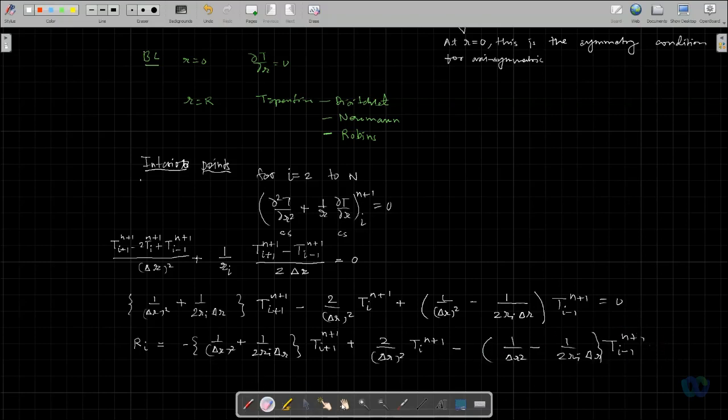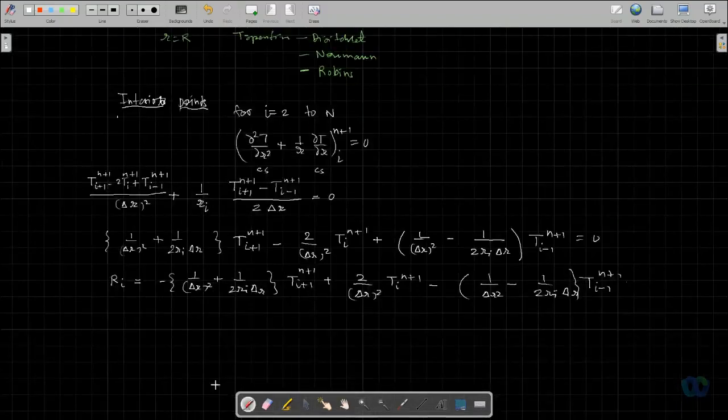Okay, now this is Ri, and then we also need to find out the central coefficient. What is the central coefficient? Minus 2 by delta r square. Now you know Ri and Ai, you can calculate T new. So, for interior points, Ri and Ai are calculated like that.